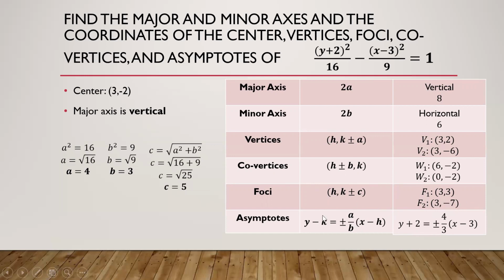For our asymptotes, we follow this. Y minus k equals positive and negative a over b, because it's a over b since y came first. So a over b, parenthesis x minus h. So we simply put in the values. So y plus 2 equals positive and negative 4 over 3, where a is 4 and b is 3. So 4 over 3, parenthesis x minus 3.